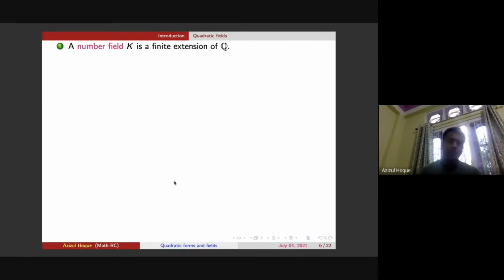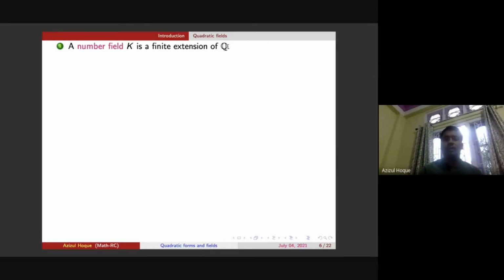What does it mean? It means that this K is a finite dimensional vector space over this field. That means this K has a finite dimension, finite basis over this Q. So this K is a finite dimensional vector space over this Q. It means that it has a finite basis. So now, if the degree of this over this Q is equal to 2, then we say that it is a quadratic field.